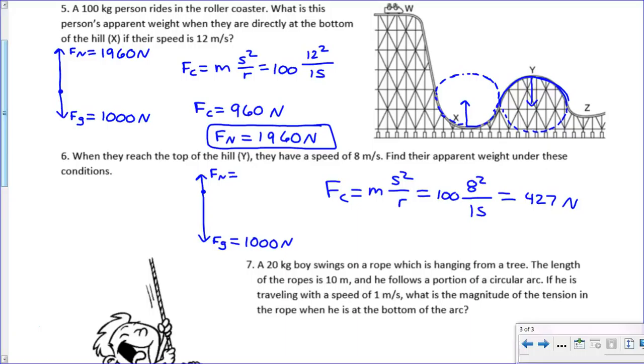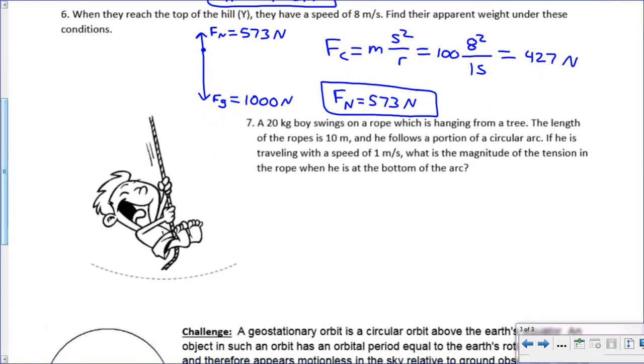or the difference between these two forces is 427. But in this case, we know that normal force is smaller than the gravitational force because the direction of acceleration is downward. So instead of adding here, we end up subtracting. We take 1,000 minus 427, and we get 573 newtons. So in this one, the apparent weight is equal to 573 newtons. At the top of a hill when you're on a roller coaster, or in a car for that matter, you feel light. Your apparent weight is less than your actual weight.